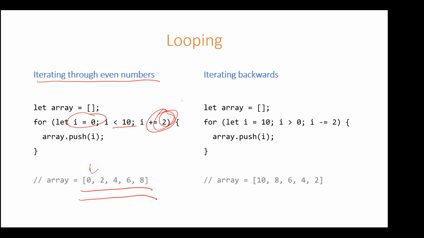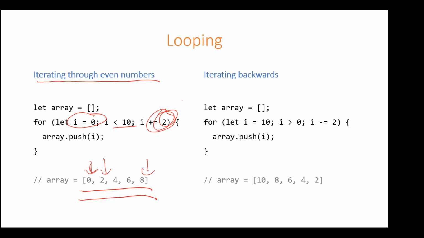So I start with 0. It's less than 10. Loop is okay to go on. I push 0 inside. Increment by 2, and i equals 2. It's less than 10, I push it. And so on and so forth until I reach 8. At the iteration where i equals 8, at the end of it, I'll increment to 10. It's not less than 10, so I will not execute the loop.